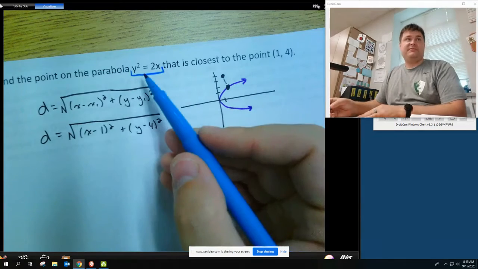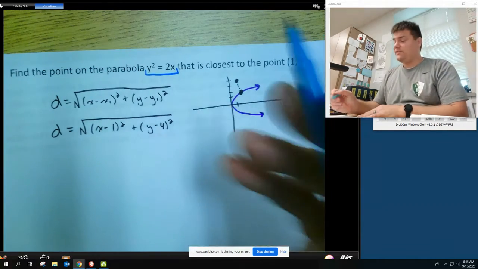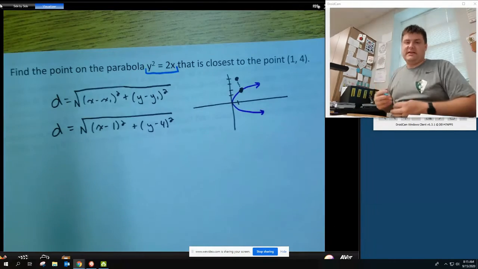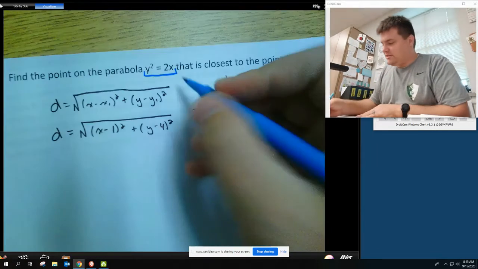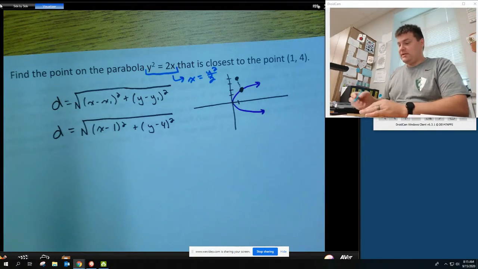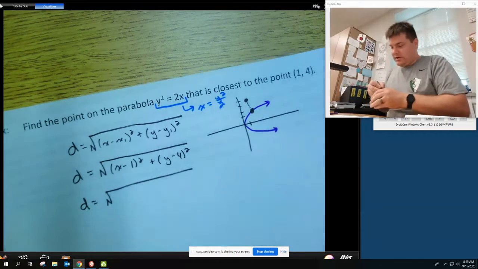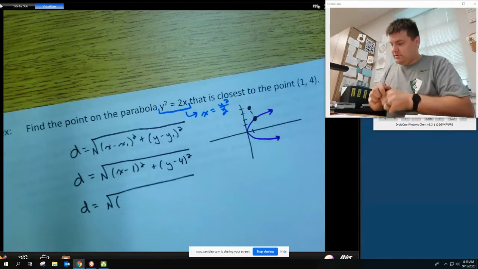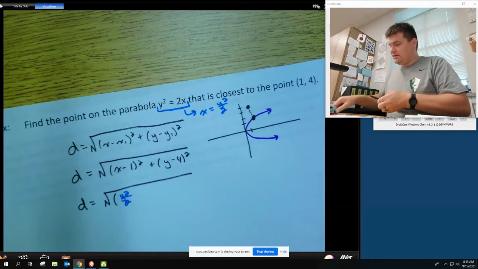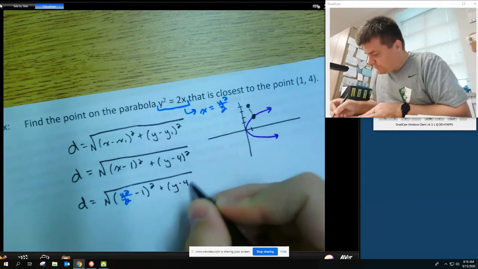Okay, so I can either solve for y to get rid of y's or solve for x to get rid of x's. Now, out of sheer convenience, I think it's easier to solve for x equals, because this y squared is going to produce a square root plus or minus. It's going to give us too much. So I think it's easiest if we say, hey, x is equal to y squared over 2. So I'm going to go ahead and plug that in right now. So I'm going to get d equals square root of, again, y squared over 2, just plugging that in there for the x, minus 1 squared plus (y minus 4) squared.